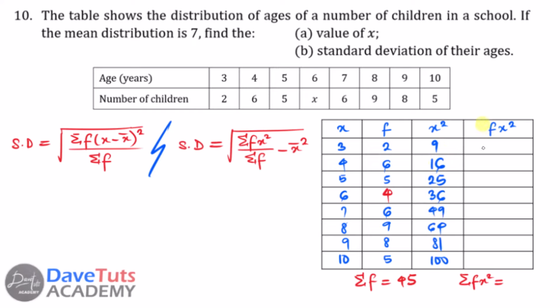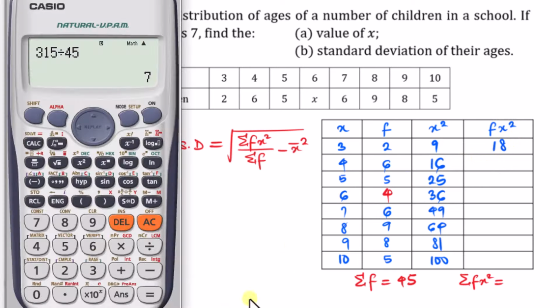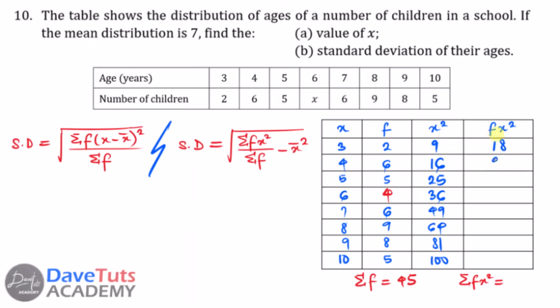Okay, and so once we have that, we can now find the product of f and the square of this x. So 2 times 9, that will be 18. 6 times 16, let's use our calculator. 6 times 16, 96. So this will be 96. 5 times 25 is 125. 4 times 36 will be 72 times 2, that's 144. Then 100 times 5, that will be 500.